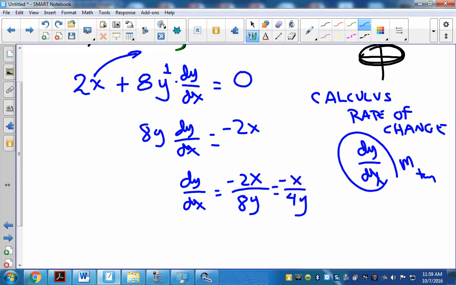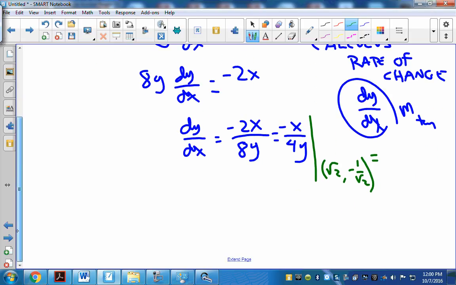Okay? If we want to evaluate that at this particular point, we can go ahead and plug in the ordered pair, root 2, and then minus 1 over root 2, and calculate the slope of the tangent line. So let's see, we're plugging in for x, root 2. So this is negative root 2. And for y, we're plugging in minus 1 over root 2, so that's minus 4 over root 2. Nice little complex fraction here.